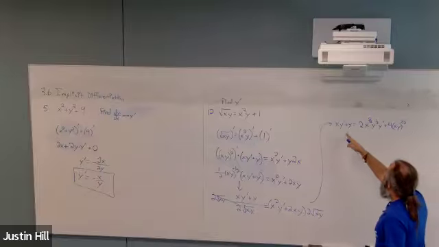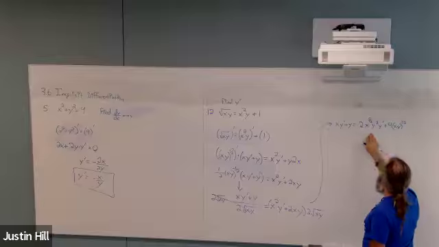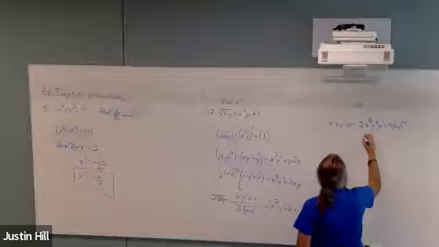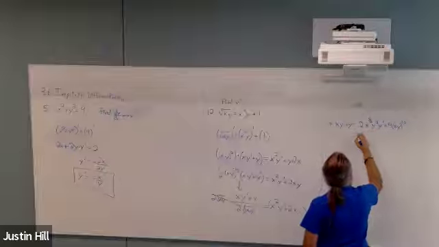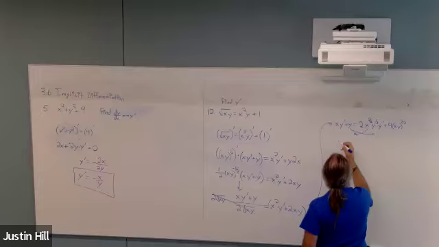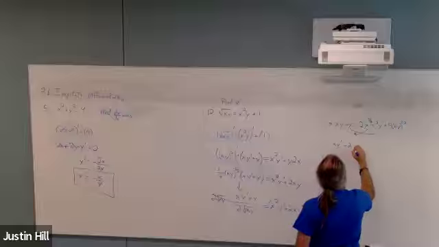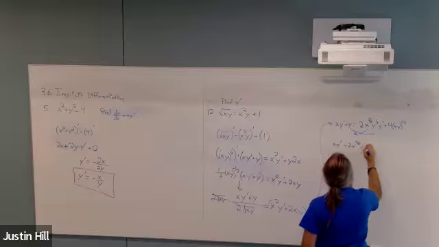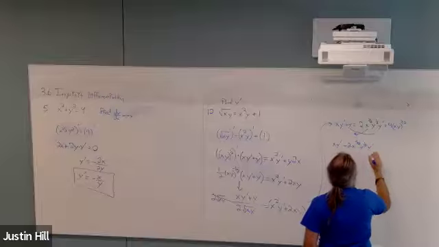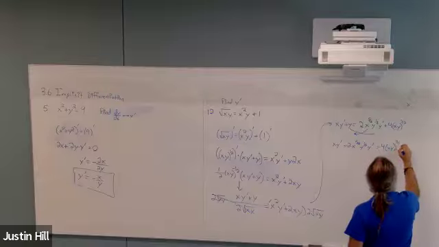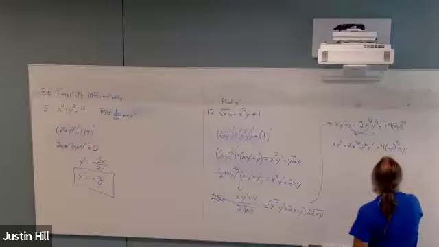Now, again, what I see is some pieces with y primes and some pieces without. So let's go ahead and move things over. So basically this is going over here. This is going over here. So I end up with xy prime minus 2x to the 5/2, y to the 1/2, y prime on the left. I end up with 4xy to the 3/2 minus y on the right.